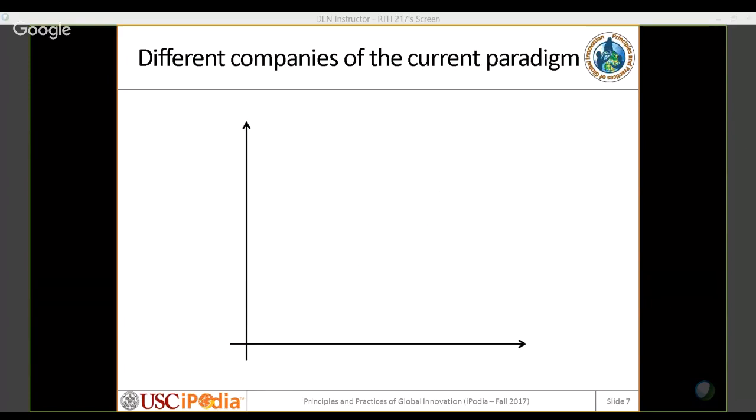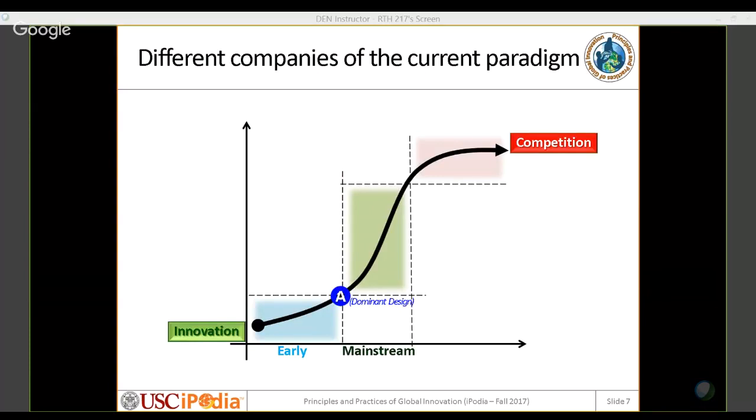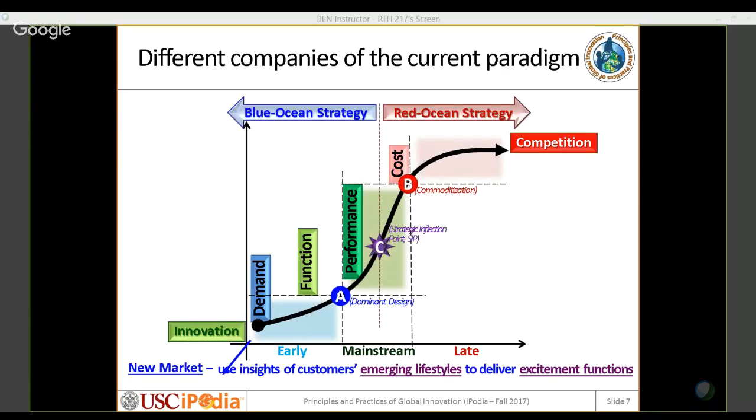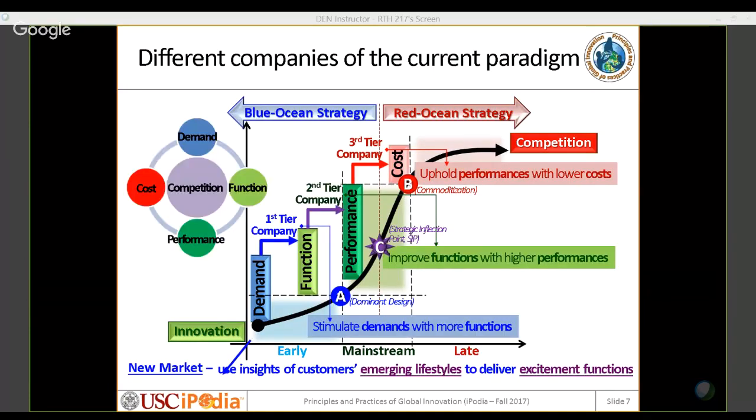Now, because I only have half an hour, I will have to jump a little bit, so I will do these things very quickly. Remember we talked about these four things in the current paradigm? The demand, the function, the performance, and the cost, right? You'll find these four things very interesting because they actually divide all the players in the current paradigm into three categories.